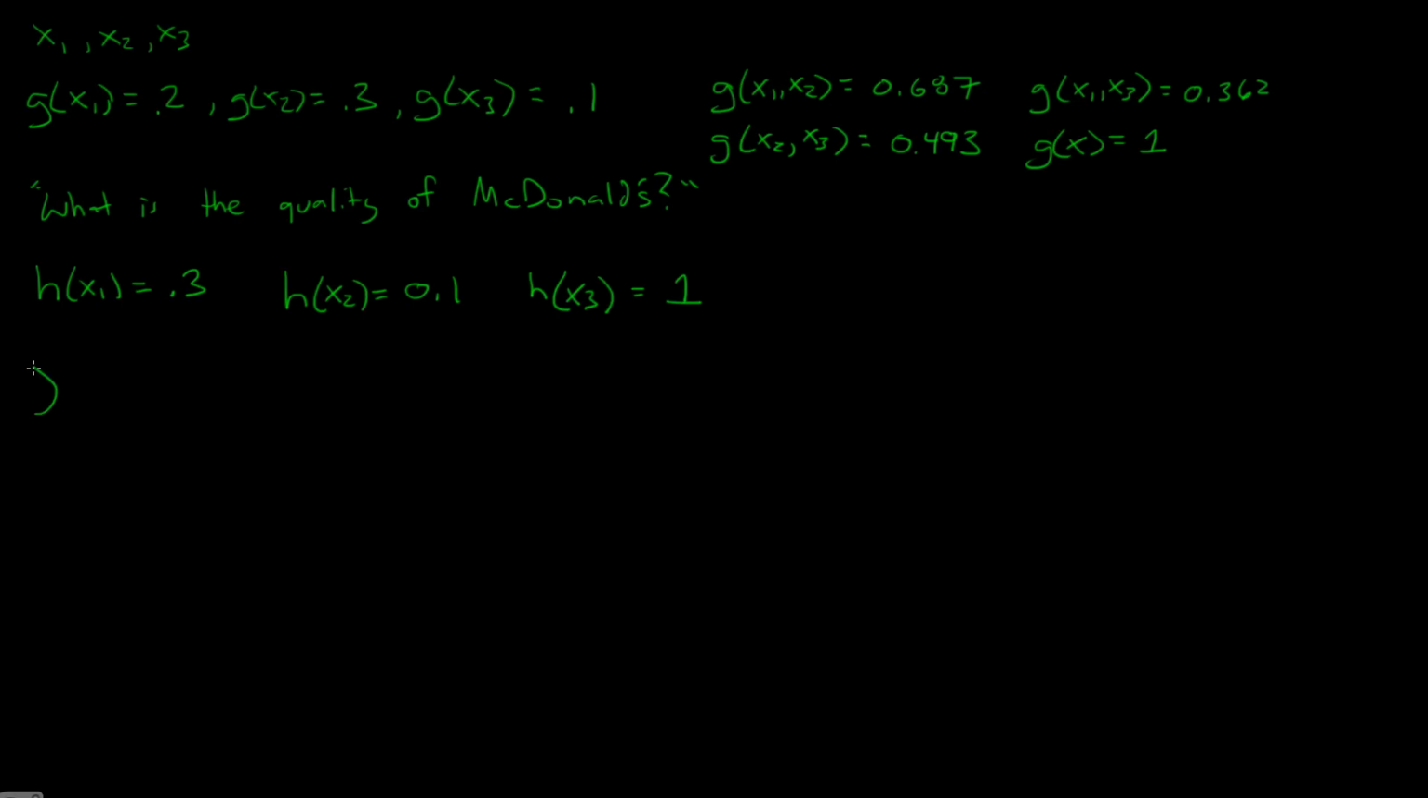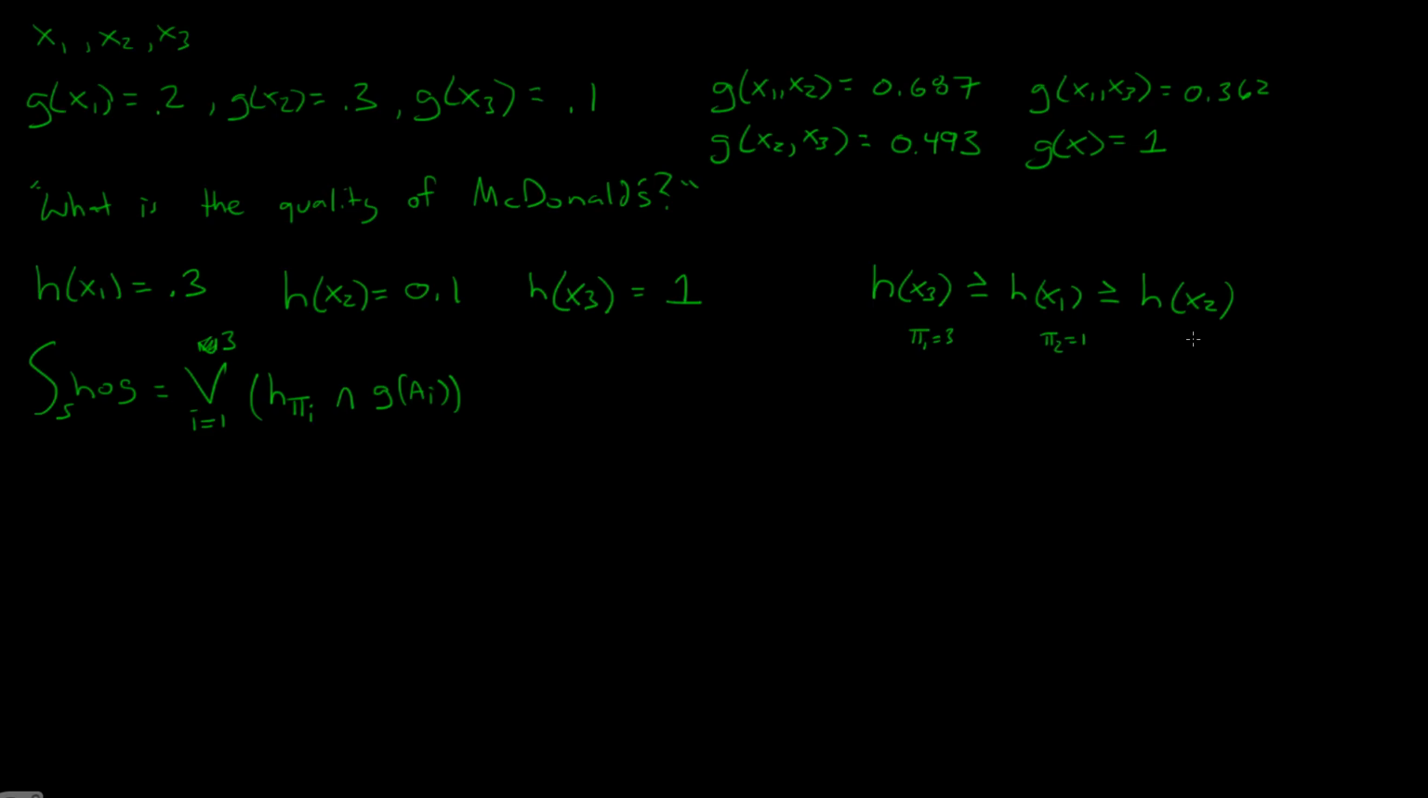Okay, so the Sugeno first. So the Sugeno is the max, from i equals 1 to 3, of the min of h, which I'm just going to notate as h pi i, and g of A sub i. And so, if you recall, the first thing we have to do is order these sources. And so, this is going to be h(x3) is greater than or equal to h(x1) is greater than or equal to h(x2). So pi 1 equals 3, pi 2 equals 1, and pi 3 equals 2, just for those reordering indices.